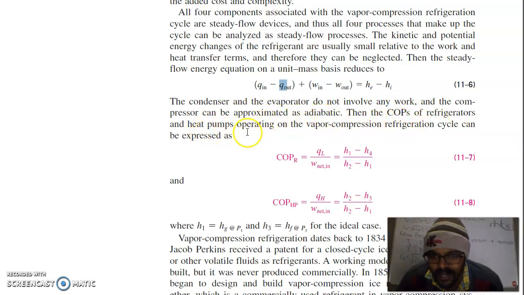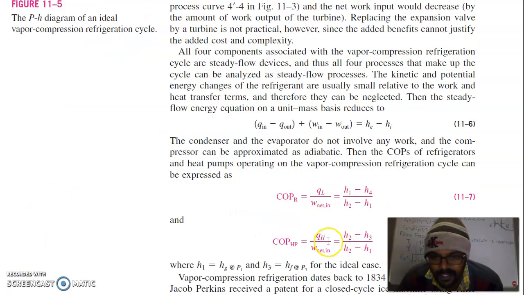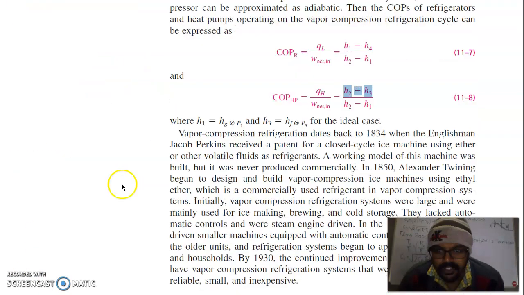Then the COP of refrigerators and heat pumps operating on the vapor compression refrigeration cycle is as follows. The COP of a refrigerator is equal to the heat taken from the cooled space divided by the work supplied to the compressor, which is (H1 minus H4) divided by (H2 minus H1). So this is your desired effect, H1 minus H4, and the enthalpy change during compression is H2 minus H1. In the case of a heat pump, the desired effect is heating and the work supplied is W net. So the work supplied is the same, but the desired effect is QH, which is H2 minus H3. So this is up to here.